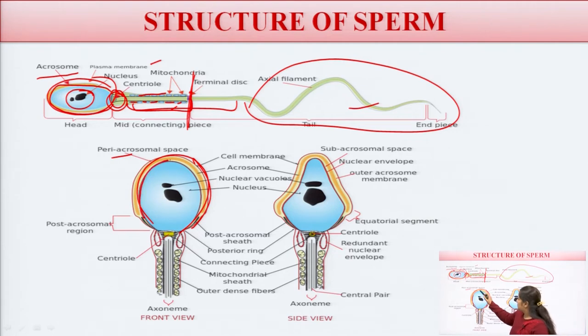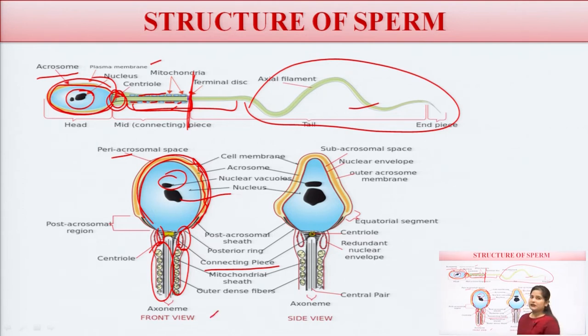This yellow part is the acrosome, this is the nuclear vacuoles, and this is the nucleus. Here are the connecting pieces, and side by side there are mitochondria present as the energy source. Now, this is the front view of the structure of the sperm, and this is the side view of the structure of the sperm.